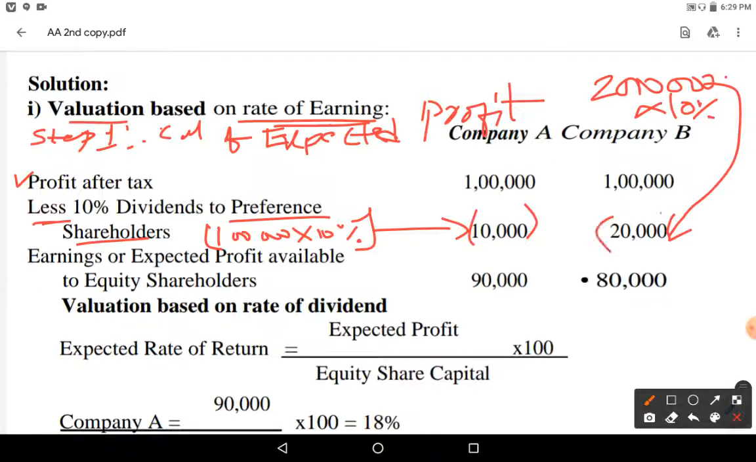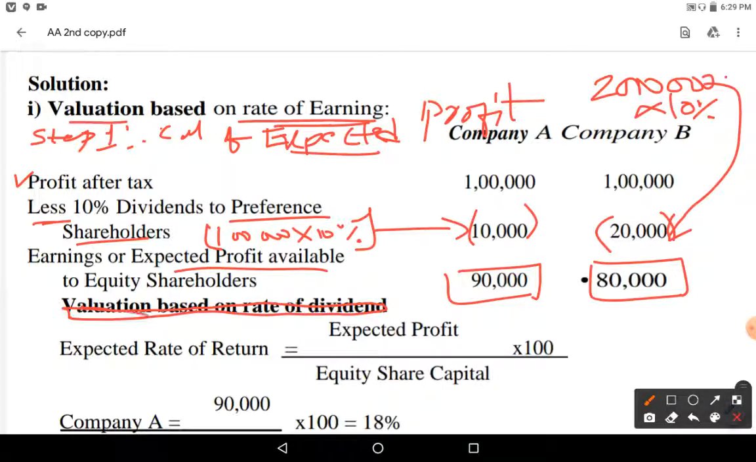From 1 lakh profit after tax, if you deduct the preference dividend, you will get the expected profit, that is 90,000 and 80,000 for company A and company B. So our step 1, expected profit calculation, is over. Actually, the valuation based on rate of dividend heading will not come here; it is the second heading. By mistake it is here, a print mistake in the textbook.